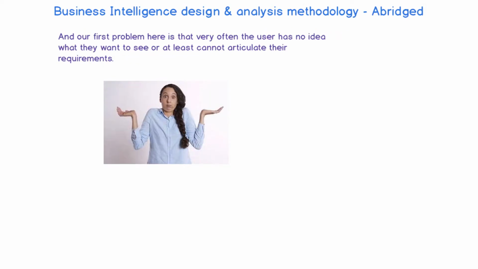Now, the first problem we may encounter is that the user may not actually have any idea what they want to see, or at least they cannot articulate their requirements. They may have this intuitive feel for what they want to see, and they're used to exploring things themselves to arrive at these conclusions. So it makes it difficult at times for the user to actually state what they actually want to see on a dashboard, assuming they even understand what a dashboard is.